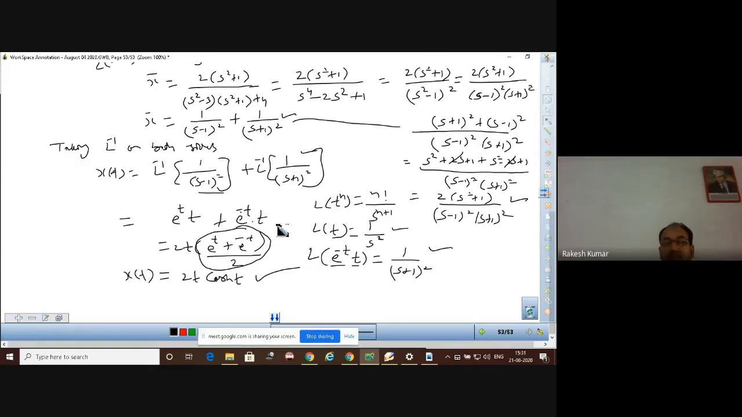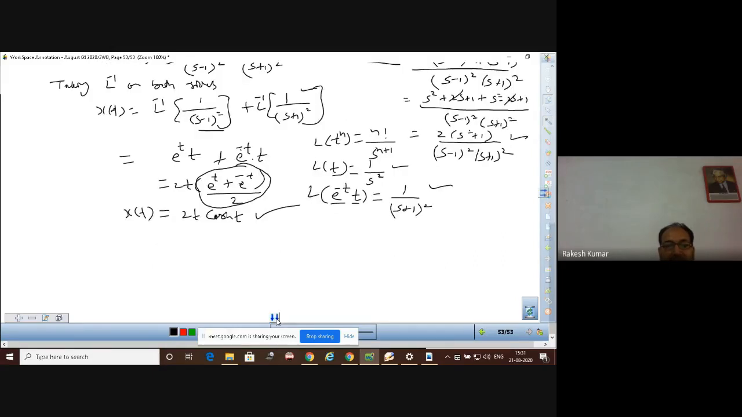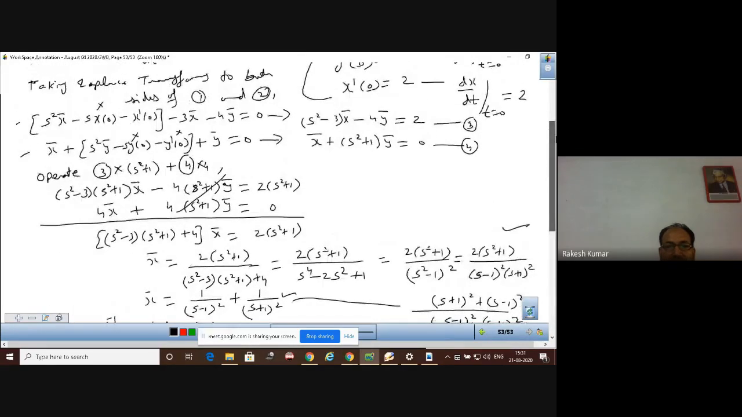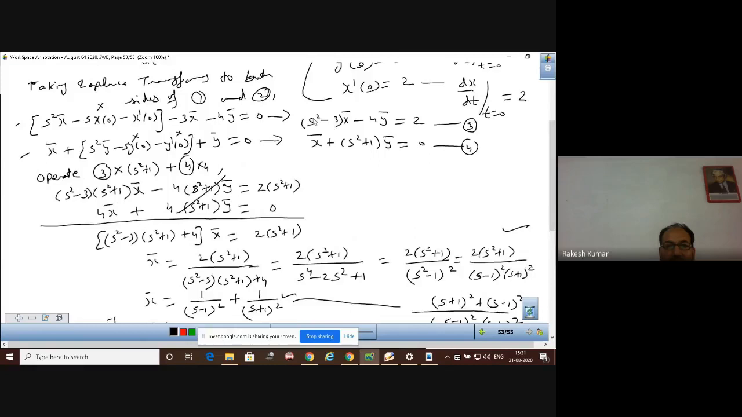Now, it is very important to find out the solution of a system of differential equations. Now, let us find out the second variable, and the second variable is y of t. If you want to find out the value of y(t), you need to simplify equations number 3 and 4 again. Now, let us write down these equations.